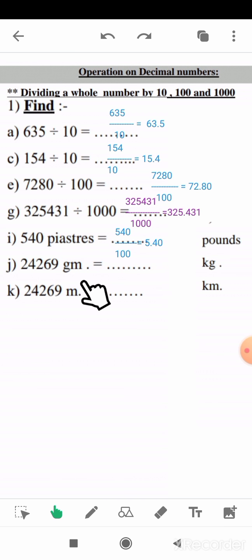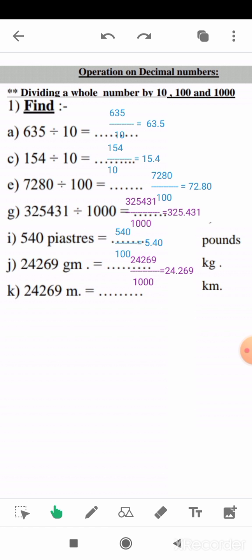Here we have gram and kilogram. Okay, so to change from gram to kilogram, we will divide by 1000 because a kilogram has 1000 grams. So we have these numbers, okay? 9 will take 0, 6 will take 0, 2 will take 0, and 24 goes down.